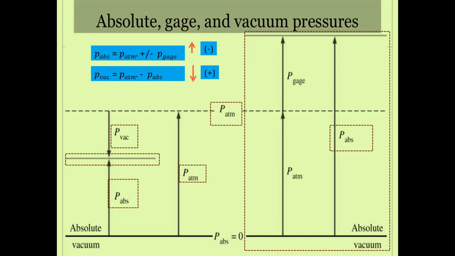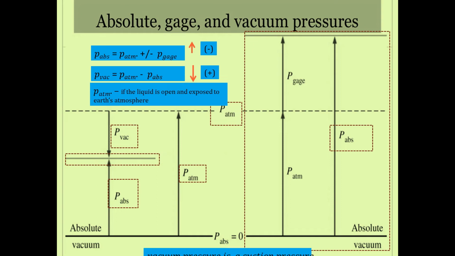So we denote a negative value for a pressure that is going upwards. As we write the equation, as we go upwards, we denote that by negative. While if we write the equation going downwards, we should denote it by positive. We note here that atmospheric pressure applies if the liquid is open and exposed to the Earth's atmosphere, while vacuum pressure is a suction pressure.